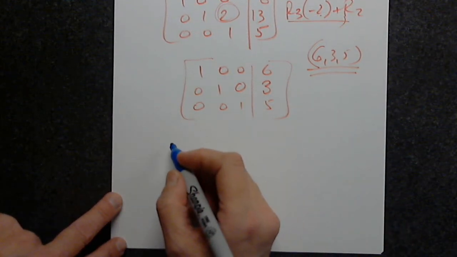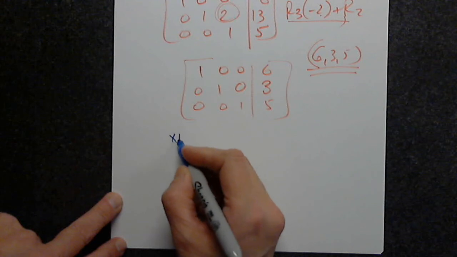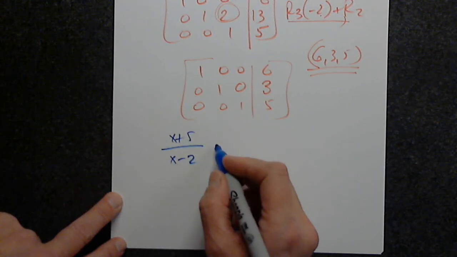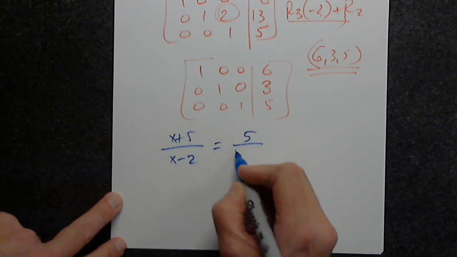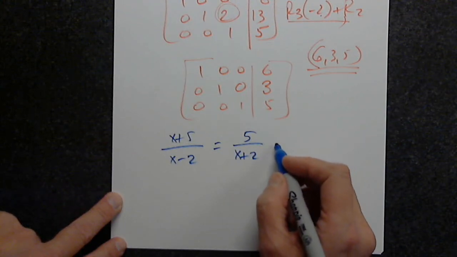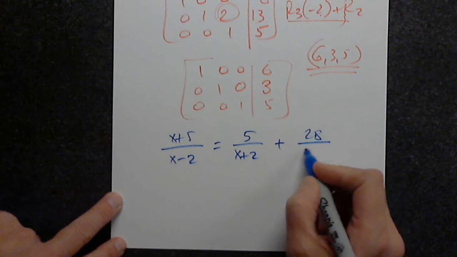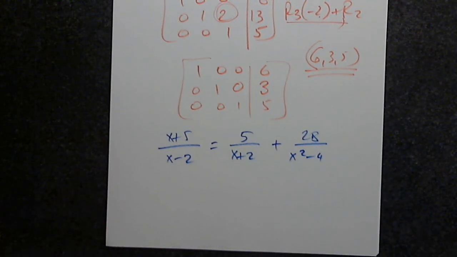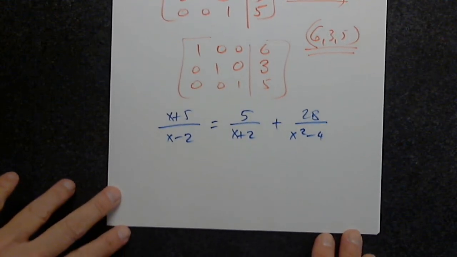Next. The equation is x plus 5 over x minus 2 equals 5 over x plus 2 plus 28 over x squared minus 4. Perfect. So here's a rational equation, and we would like to, so that you're next with your question. Okay. So this is a rational equation. I recommend this method, but if you, yes.